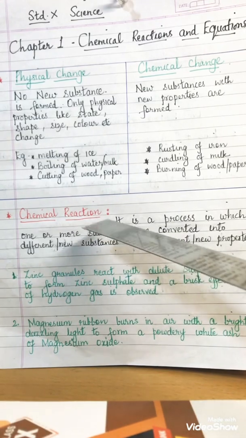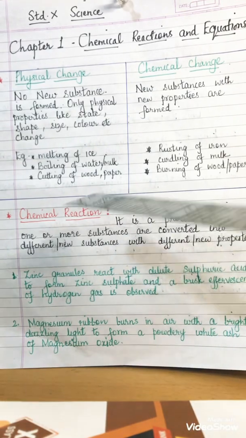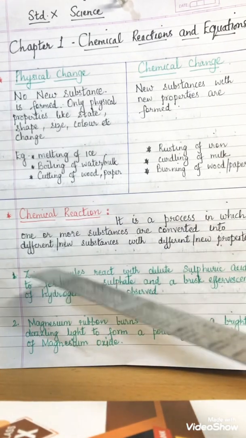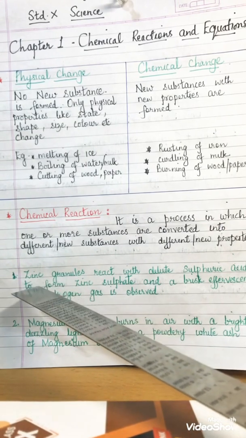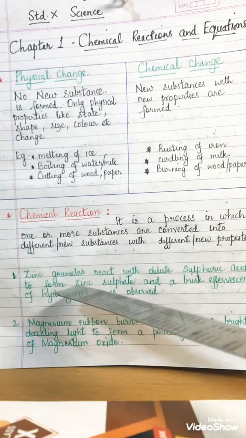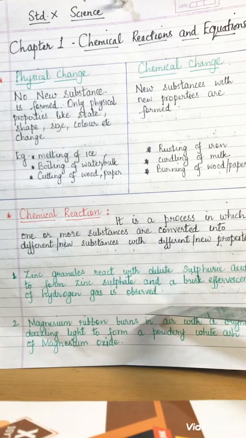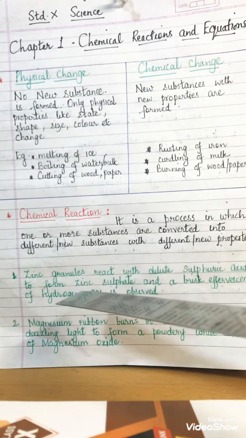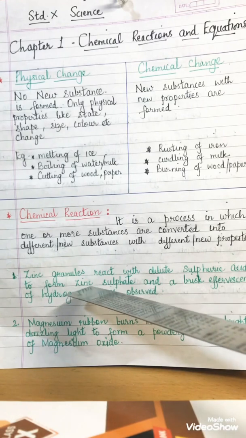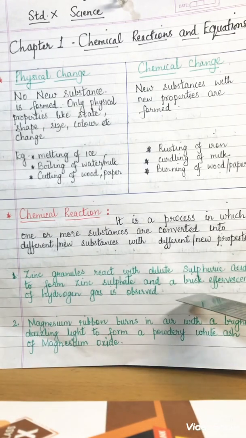So once again, a chemical reaction is a process in which one or more substances are converted into different or new substances with different or new properties. So let us have a look at a few examples. First example, zinc granules react with dilute sulfuric acid to form zinc sulfate, and a brisk effervescence of hydrogen gas is observed. So in this chemical reaction, the reactants are zinc granules and sulfuric acid, and the products are zinc sulfate and hydrogen gas.